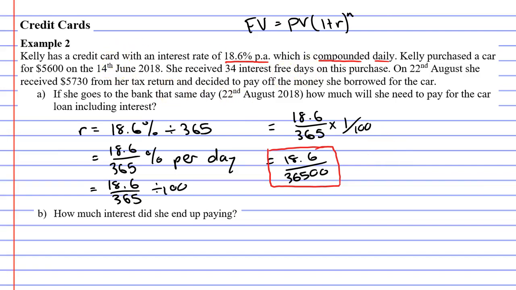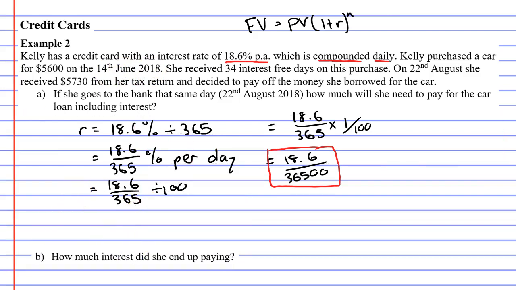Alright, let's keep going with the question. It says Kelly purchased a car for $5,600 on the 14th of June 2018. I'll say that that's going to be her present value, also known as her principal. So we'll write that down here. Present value is going to be $5,600. We'll keep reading on. It says she received 34 interest-free days on this purchase. Notice that they're telling us exactly how many interest-free days there are. There's no ambiguity here.